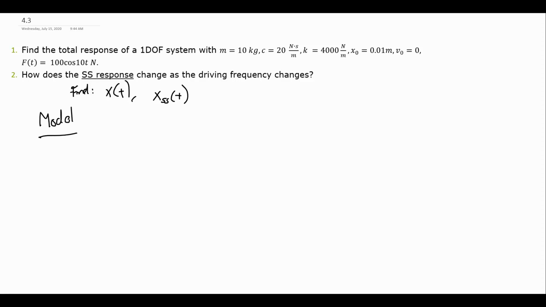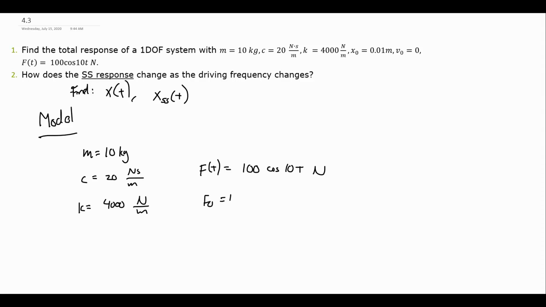Now, here they give us pretty much all the information we're going to need. They already say it's a 1DOF system, and we're given the equivalent M, C, and K. So really in the modeling step, there's not going to be much for us to do. I'll just copy down: we have 10 kilograms as our mass. We are damped at 20 newton seconds per meter, and a spring constant of 4,000 newtons per meter. And we have a forcing with an amplitude of 100, and it's a cosine 10t. So our F naught that we're going to use is 100 newtons, the amplitude of our forcing.